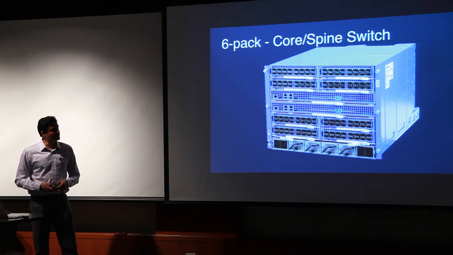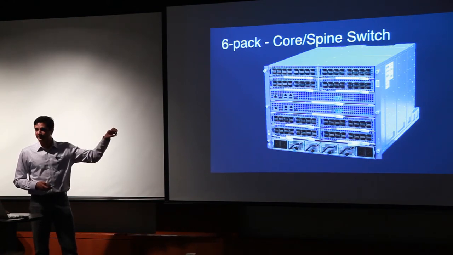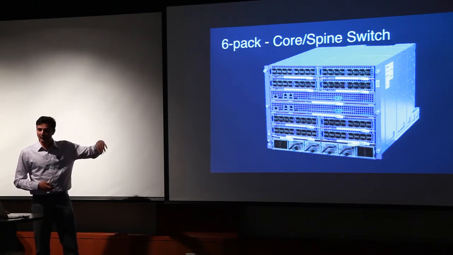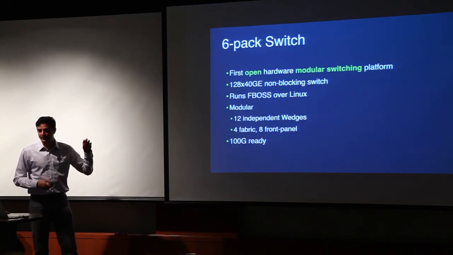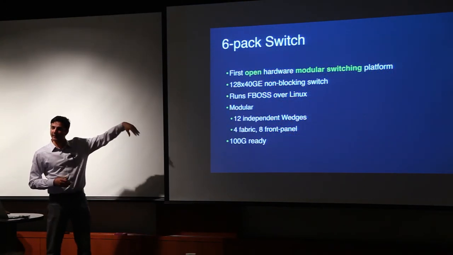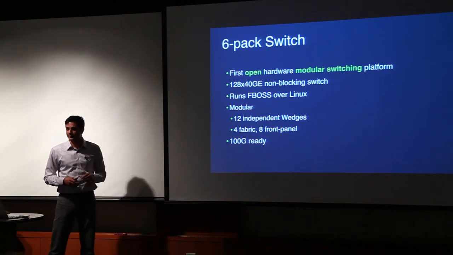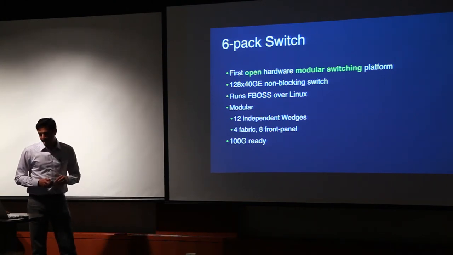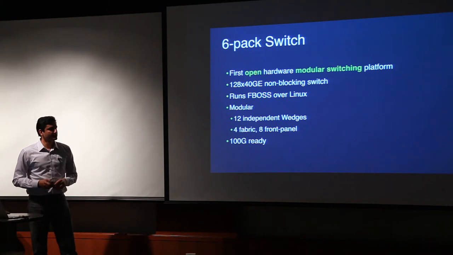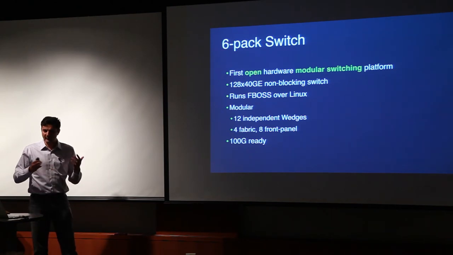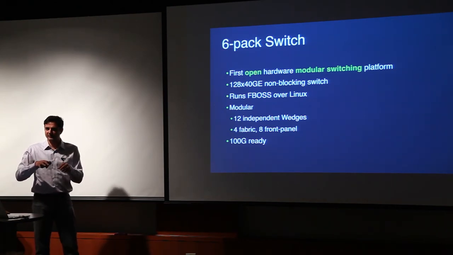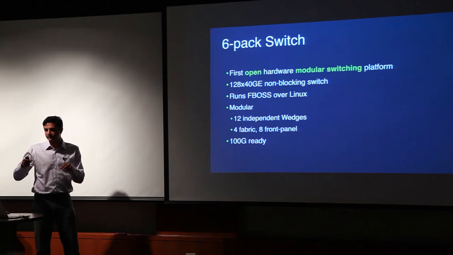The final piece is this switch called the six-pack. It takes 12 of the wedge boards that you saw earlier, combines them together, and we deploy these as the switches further up in the topology, the core or the spine switches. It can be made entirely non-blocking. Eight of them are front-facing, giving you the ports for your switching, and then four of them provide the backplane.